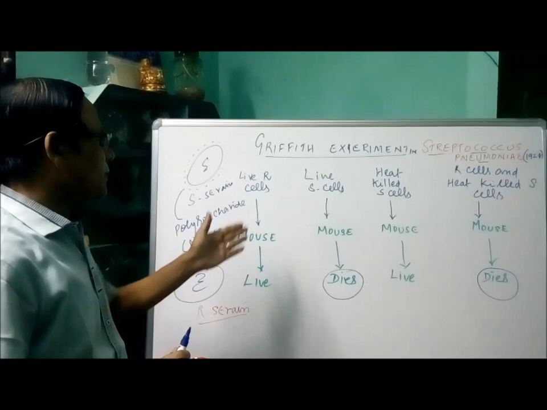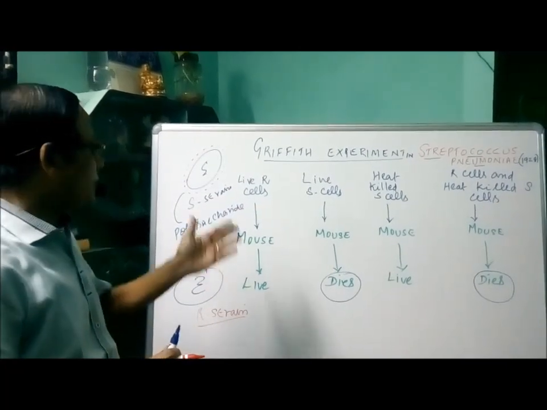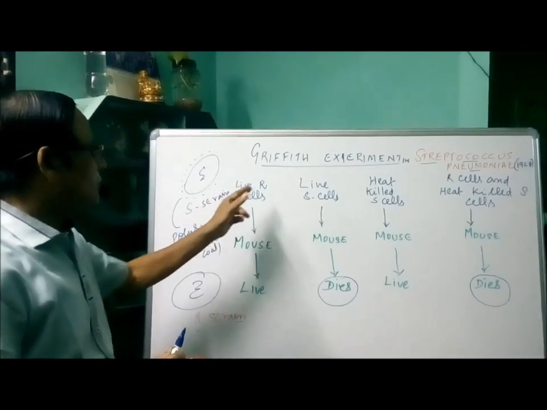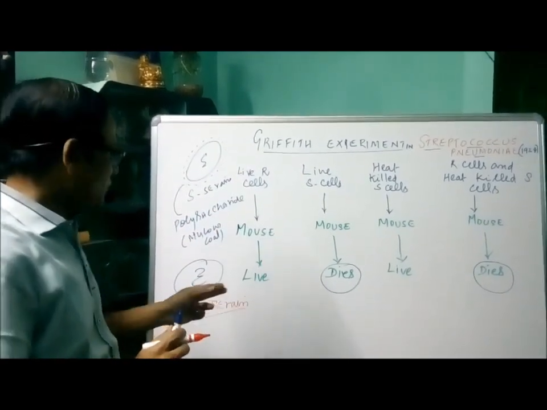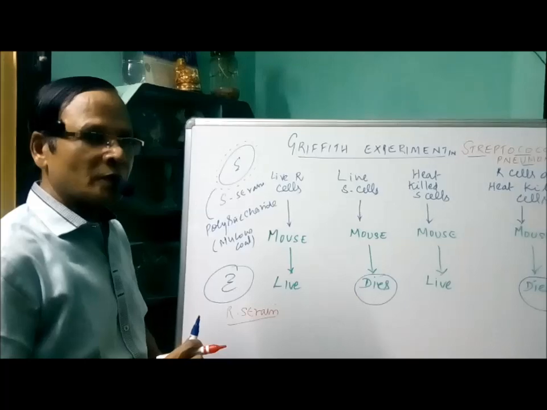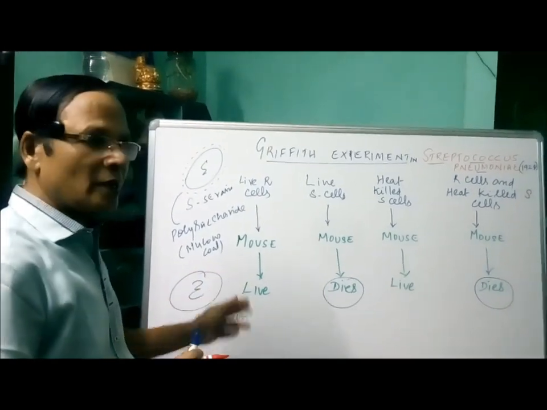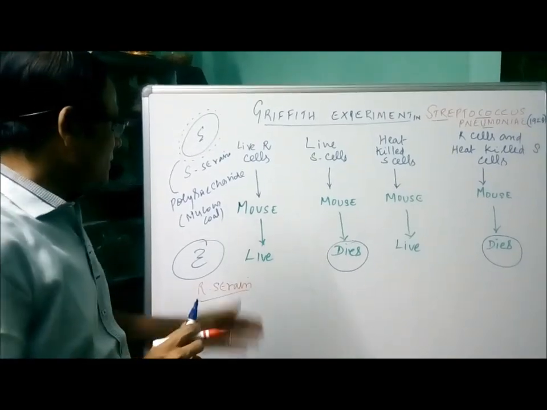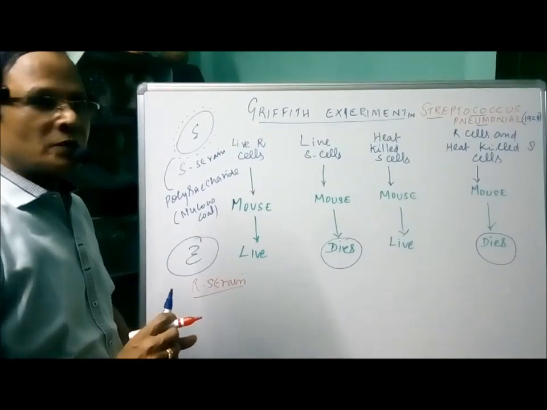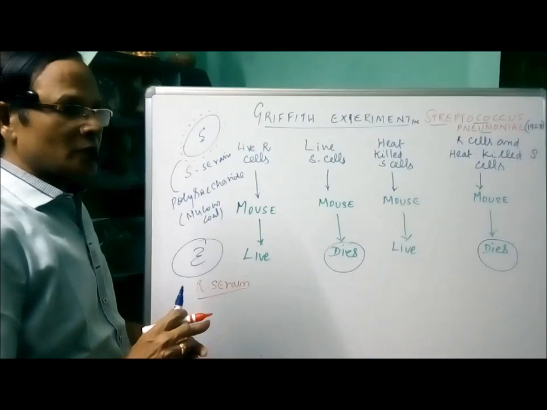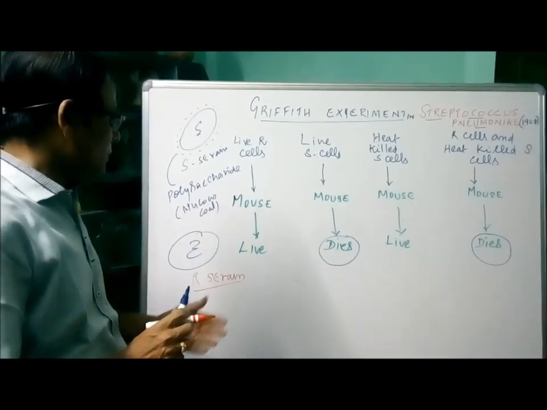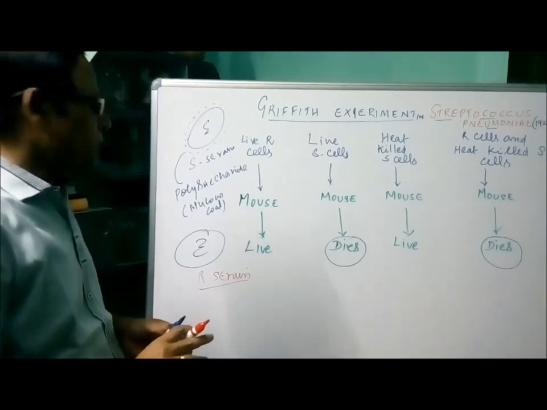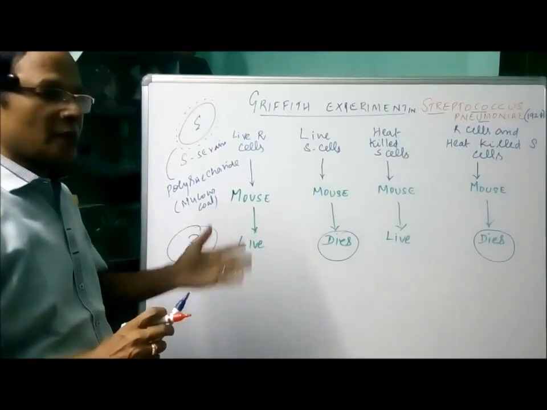Now what was the experiment conducted by him? He did the experiment in four different stages. He took live R cells and injected them into the body of a mouse. As it does not have the coat, the mouse lives. So this is the first stage: live R cells injected into the body of a mouse. They lived because there was no polysaccharide coat to cause the death.